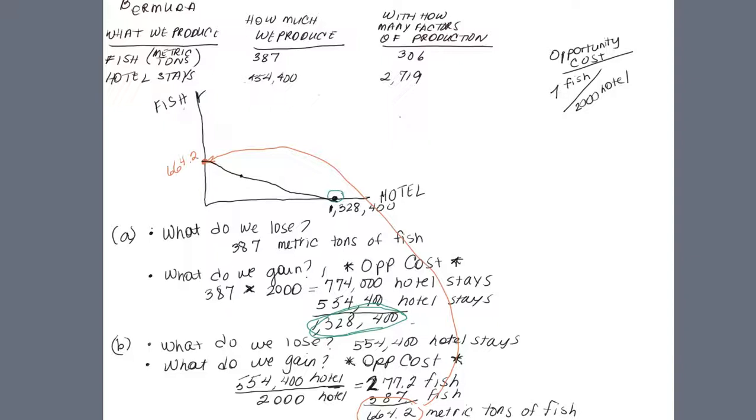Again, I don't know what the solutions do, but they might flip the axes and put hotel stays here, in which case the production possibilities frontier would start off higher and then come down shorter onto the x-axis, which is totally fine. You could do it either way. I hope that makes sense. And you can email me if it doesn't.